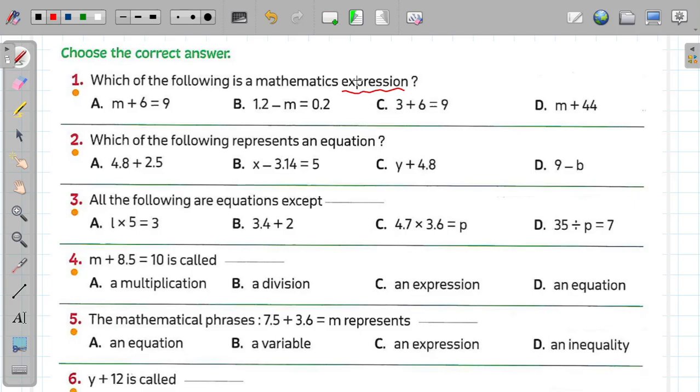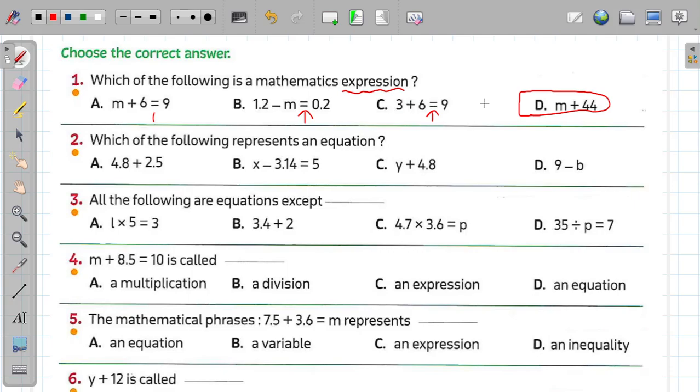Expression means I don't have an equal sign. The first one has an equal sign. The second one has an equal sign. The third one has an equal sign. But the fourth one does not have an equal sign. So I will choose the fourth one as the mathematical expression.